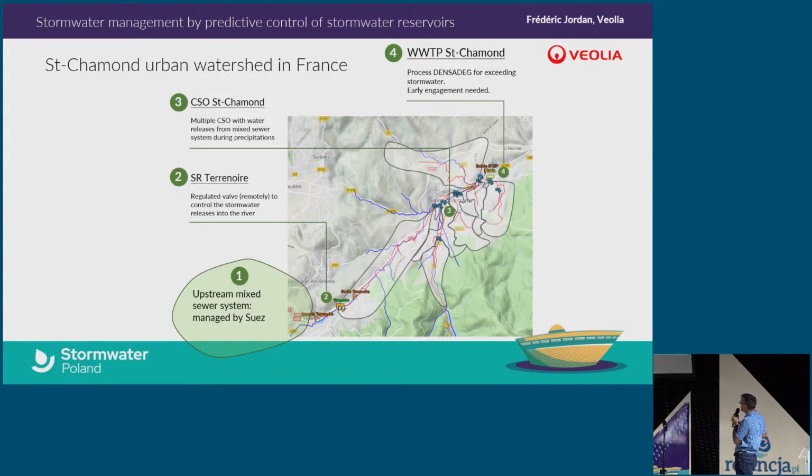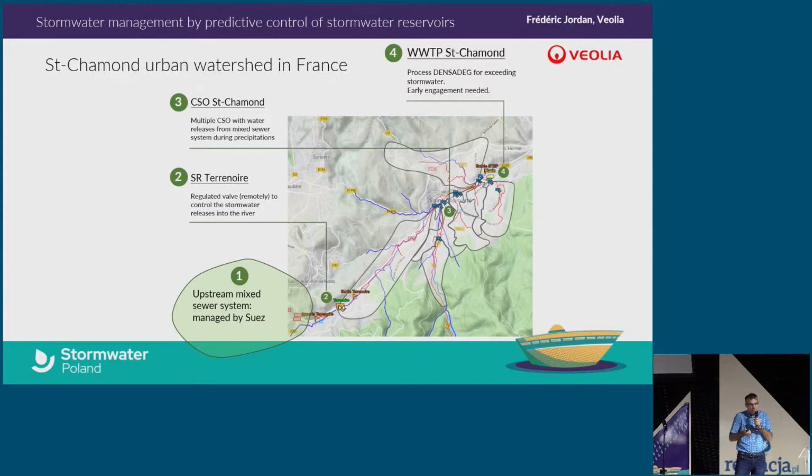The wastewater treatment plant is located there, northeast. So the flow from the catchments goes from southwest to northeast. And on the upstream part of the catchment, the sewer system is managed by another company. In that case, it is Suez. And the combined flow reaches a stormwater reservoir called Terre Noire. And this reservoir, number 2, has a regulated valve. And if this reservoir is spilling, then the wasted or polluted water would flow into the blue lines, into the blue river, which is called the Gier.